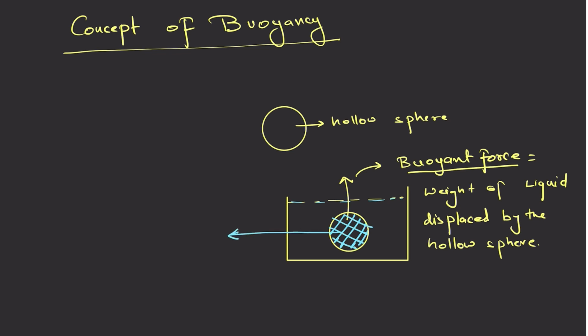So now let's calculate the weight of the water displaced by the hollow sphere. Weight of the liquid displaced will be equal to the mass of the liquid multiplied by the acceleration due to gravity. Now the mass of the liquid can be written as volume of the sphere multiplied by density of the liquid, multiplied by g.